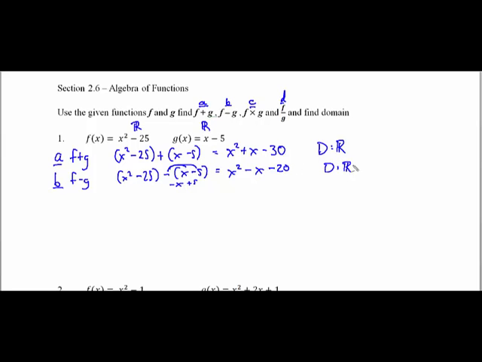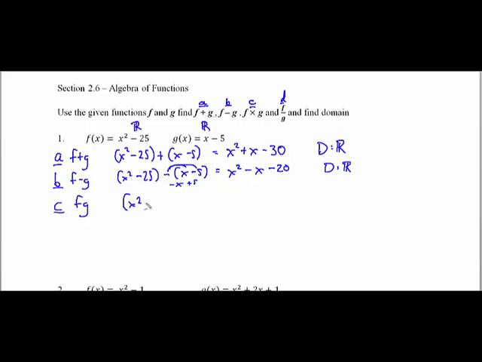Now, I'm not using set or interval notation here. I'm just quickly writing down what the domain is, because my main focus is for you to focus on the domain. So when I add or subtract these functions, I don't create new denominators or square roots in the denominators. Now I'm going to multiply f and g, or f times g.